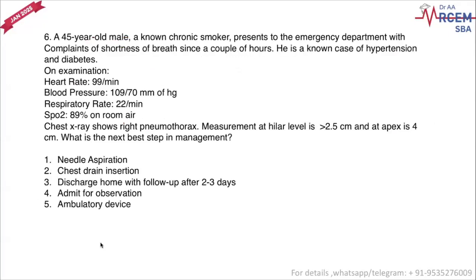A 45-year-old male, a known chronic smoker, presents to the ED with complaints of shortness of breath since a couple of hours. He is a known case of hypertension and diabetes. The parameters look fine, with some amount of tachycardia. Saturations are on the lower side. X-ray is done, which shows right pneumothorax. He is 45 years old, has presented with shortness of breath, and is a chronic smoker. In the hilar region, there is a 2.5 centimeter pneumothorax, and at the apex, it is 4 centimeters. What is the next best step?